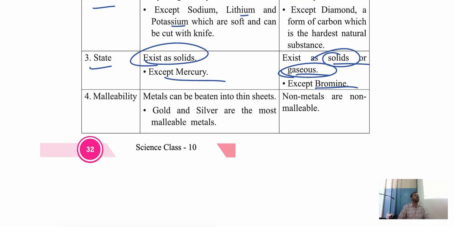Anyhow, come back to the next nature, that is malleability. Yeah, is this clear?